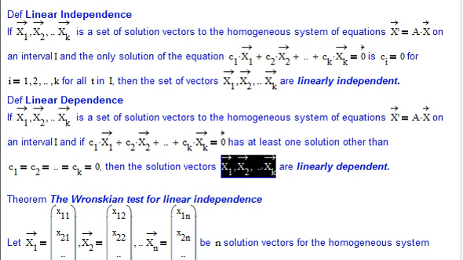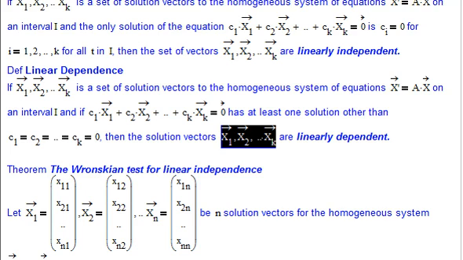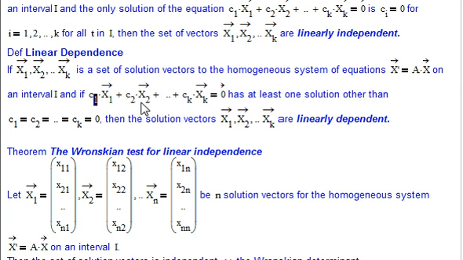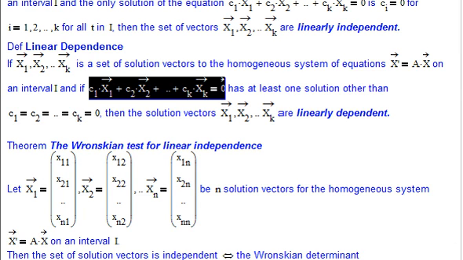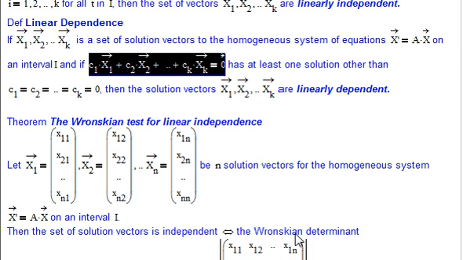What the thing about it is, and the thing that you're going to really appreciate, is that there's a nice test. Other than trying to see if you can solve this equation for some ci not all 0, that might be a bit of a challenge, but that doesn't mean we can't do it.